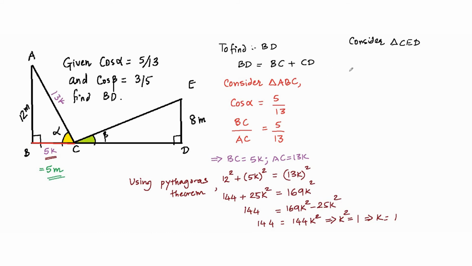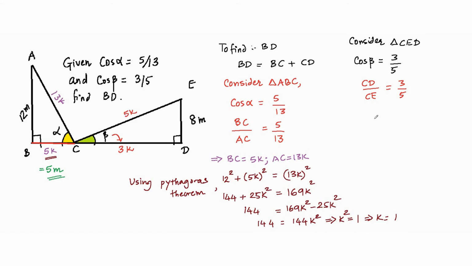They have given that cos beta is 3 upon 5. That means cos of beta is the adjacent, which is length CD, divided by the hypotenuse, CE. So cos beta is 3 upon 5. That means the length of CD is 3k and the length of CE is 5k.